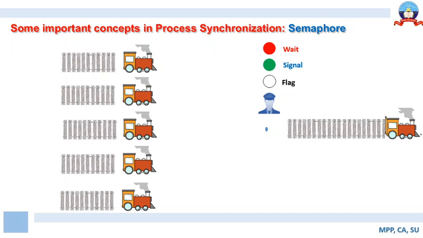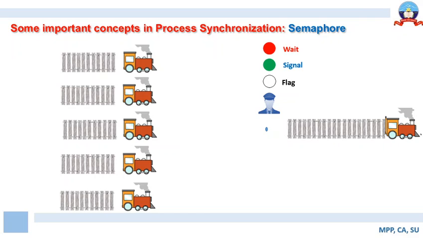So this coordination is done with the help of a very simple variable or entity, that's a flag, which may have two colors, red and green, red indicating wait and green indicating signal. So whenever I want the train to wait, I will execute a function wait, and whenever I want a train to move, I will execute a function signal on the entity, that is the flag, or the variable, that is flag.